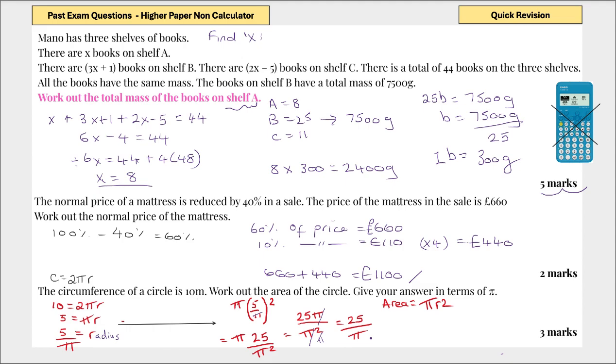I like that one. It's a nice question. You just got to know that they're asking for the radius here because it's only giving you the circumference, and to find the area, you need the radius.